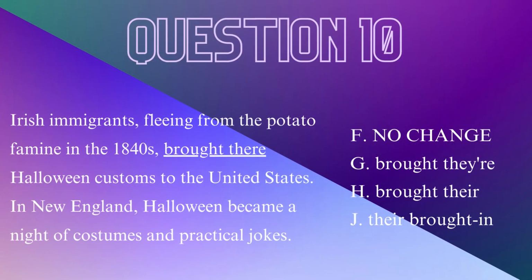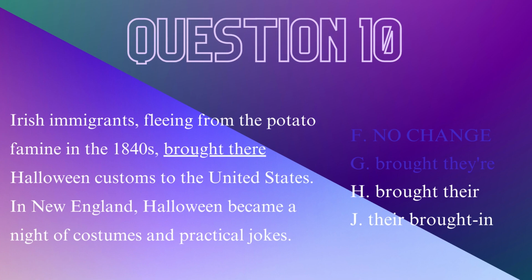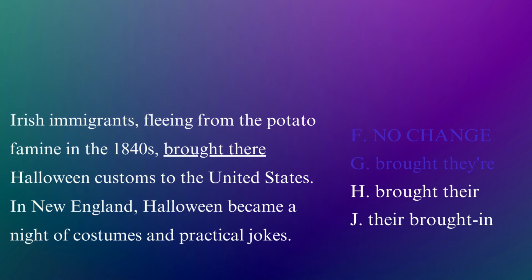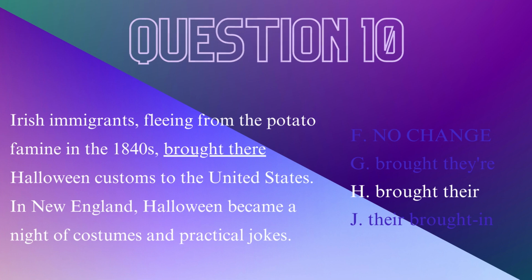Let's try that now. Irish immigrants fleeing from the potato famine in the 1840s brought they are Halloween customs to the United States. That doesn't make sense, so choice G is incorrect as well as F. No change, since their, the one with an I showing possession, is the one we need. We are talking about the customs belonging to the Irish immigrants, so the correct answer is H.